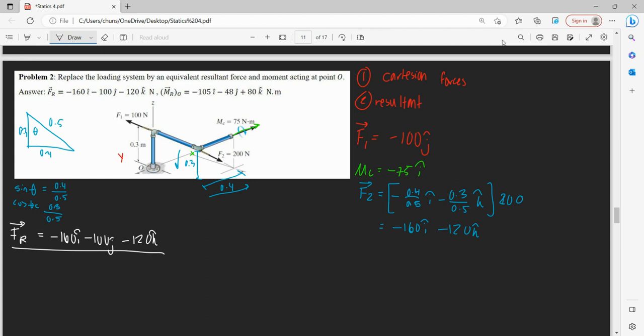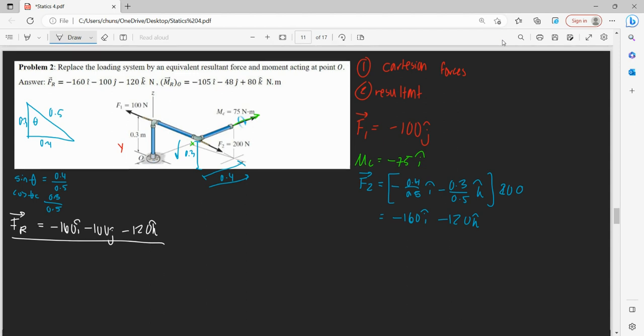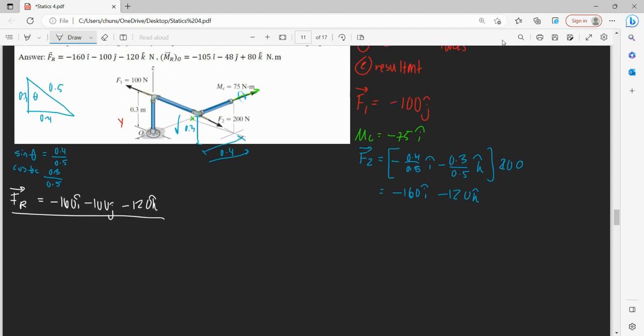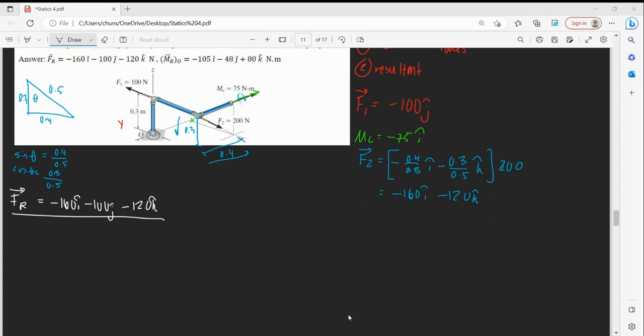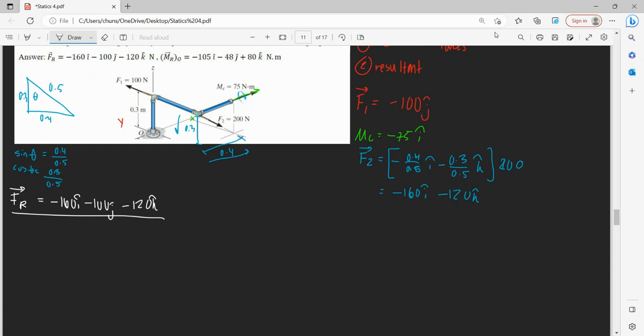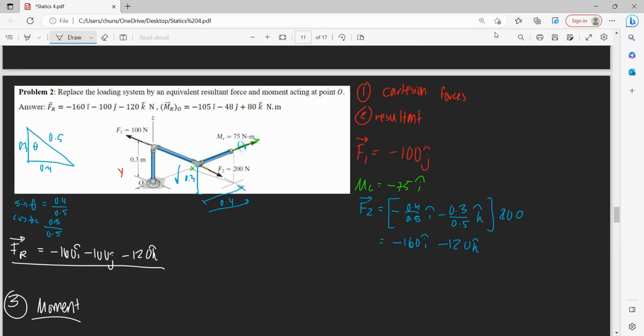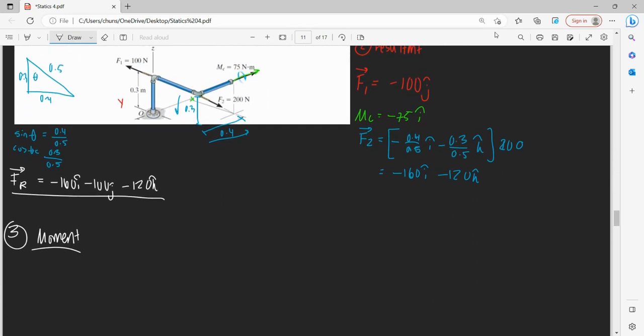And now we want to find our resultant moment about point O. So what we can do for that, this is part 3, moment. We need to split up our forces again and just consider them individually. And we want each of their distances from the point we're measuring at, which is our origin. So we need our OA, that position vector there, and we need this distance, our OB.